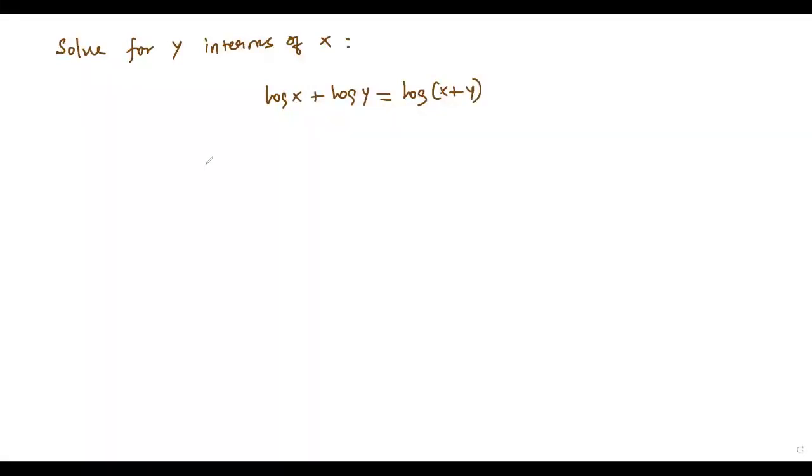Here we have a logarithmic equation. In this equation, we have to solve for y in terms of x. Okay, here we have three logarithms. So we have addition of two logarithms on the left side and we have a logarithm on the right side.